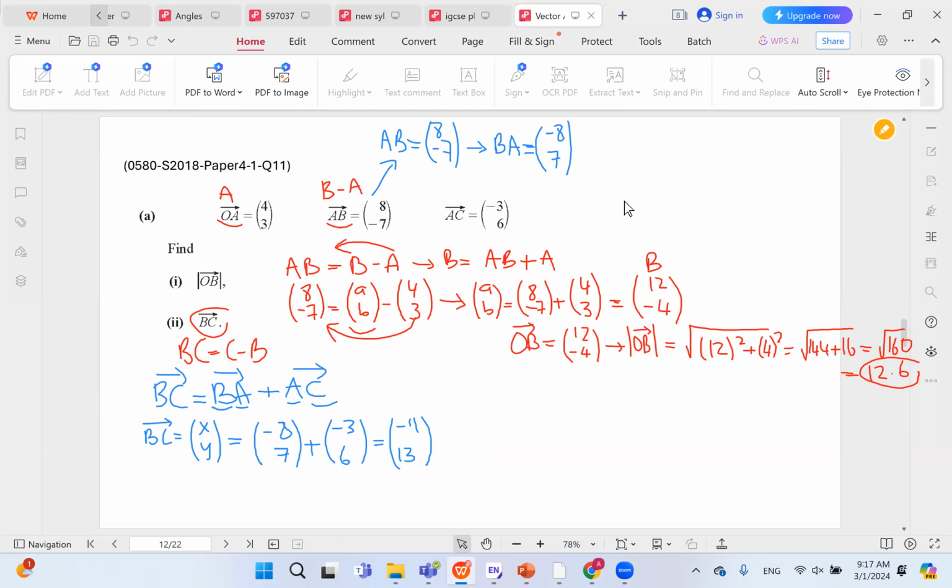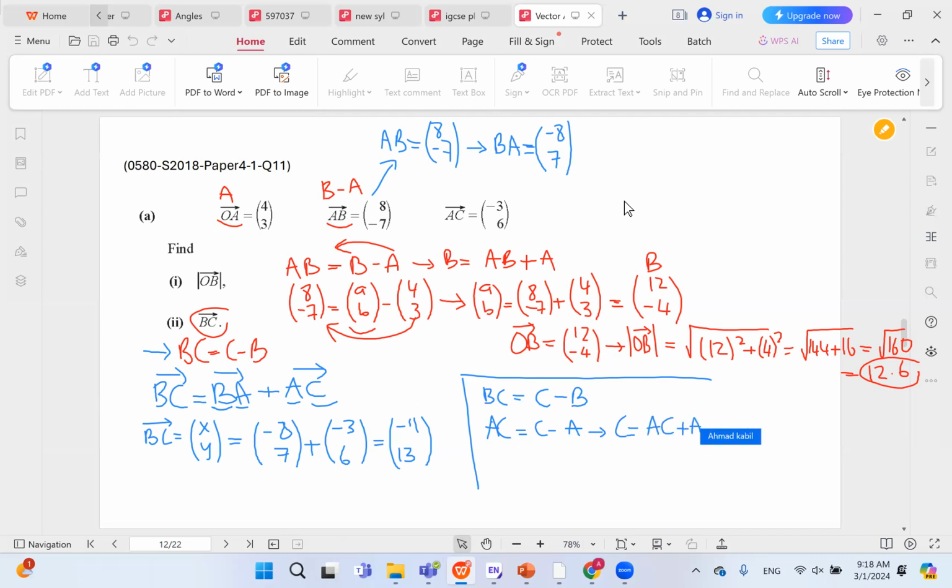If this is confusing you, you can also solve it using this equation here. It will take some more work, but it might be easier to understand for you. So I'll just solve it this way as well. So we want to get BC, and we know that BC equals C minus B. But the problem is that we do not have C. So we need to figure out how to get C. So C can be obtained from AC because AC equals C minus A. So we can say that C equals AC plus A.